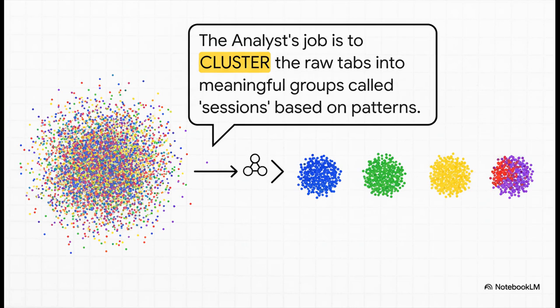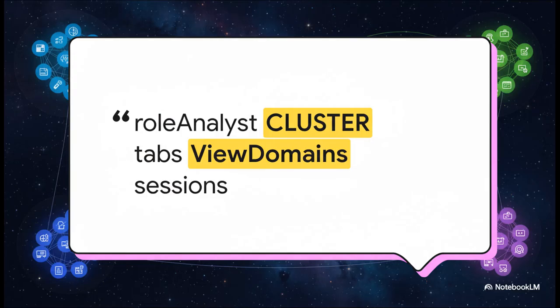Next in the pipeline, the analyst takes over. The analyst is our pattern finder. It gets that raw list of tabs from the researcher, and its job is to immediately start looking for connections. Its whole mission is to turn all that chaos into some kind of order by grouping related things together. And here's how it does it.